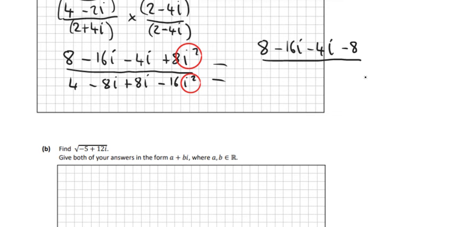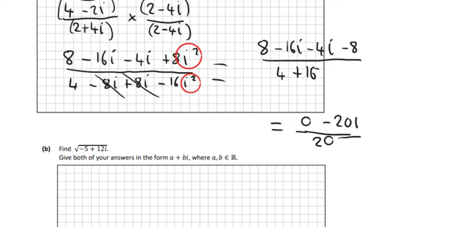On the bottom you get 4 minus 8i plus 8i, those two will just cancel out, and then minus 16, and you're timesing it by minus 1 because i squared is minus 1. Minus 16 times minus 1 is plus 16. So we get 4 plus 16 on the bottom, which is 20. On the top you're going to get 8 minus 8, which is just 0, and minus 16i minus 4i would be minus 20i.